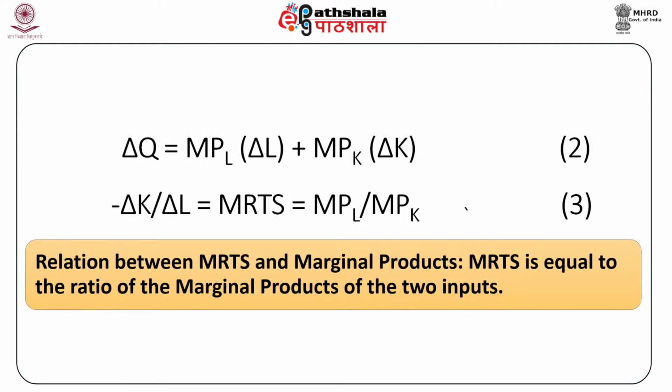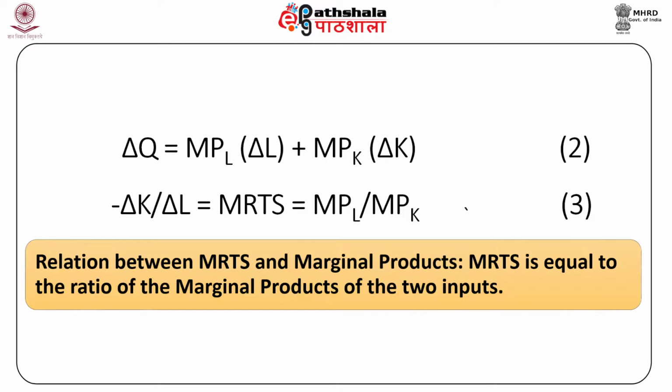So, a change in output that results from a small change in both K and L would be equal to the sum of the marginal product of labor times the amount of change in labor and marginal product of capital times the amount of change in capital, as shown in the following equation. Change in Q is equal to MPL into change in L plus MPK into change in K. This is given as equation 2.